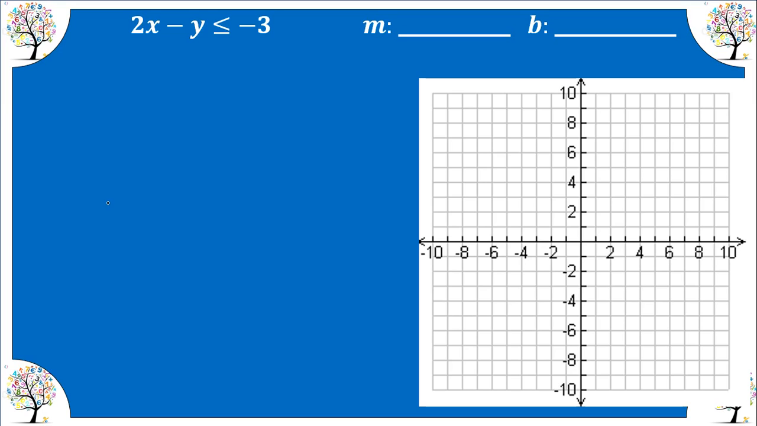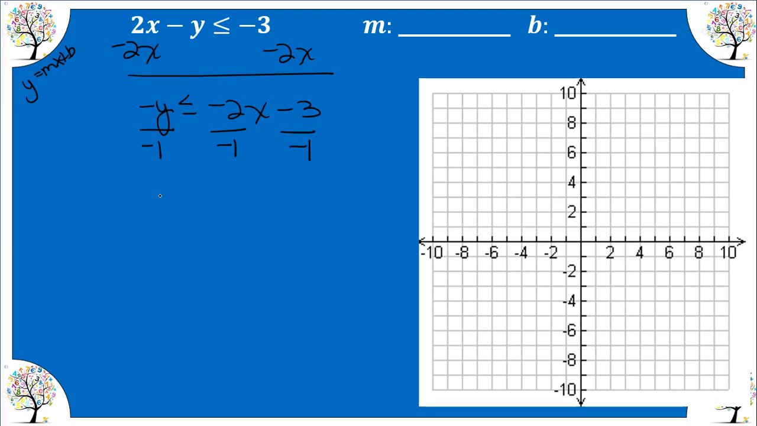In this example, we have to solve for y. Again, we want it to be y is equal to mx plus b. Of course, we won't have an equal, we'll have an inequality. So we're going to subtract 2x from both sides. I'm going to be dividing by a negative, so that means we have to flip our inequality. Our slope is 2/1, and our starting point is 0, 3. So up 2 and over 1, or down 2 and left 1.